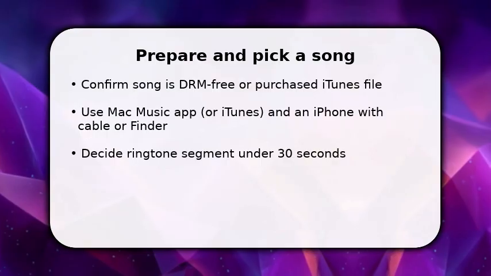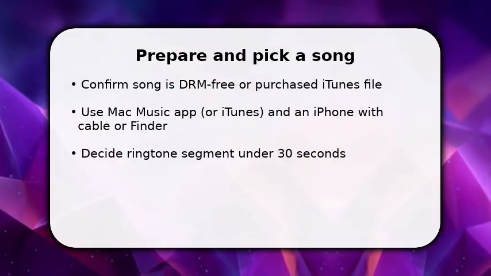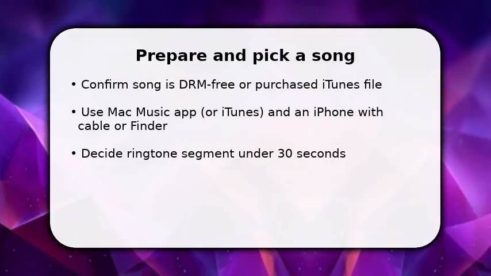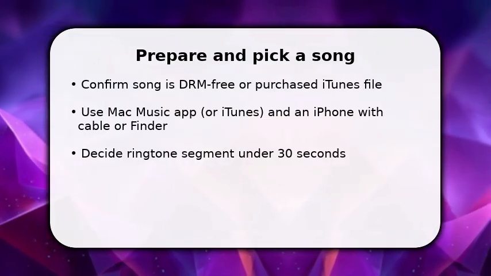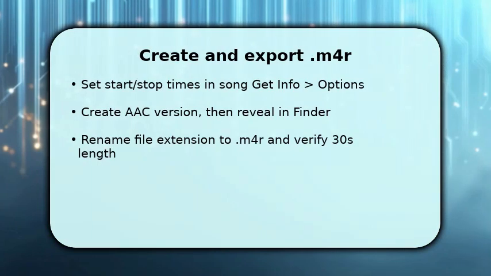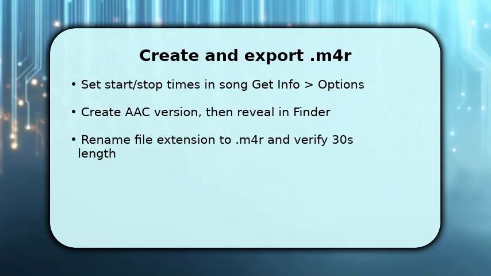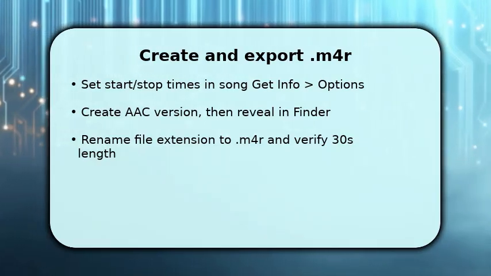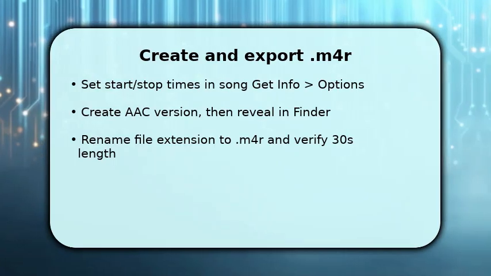Connect your iPhone to the Mac so syncing options are ready. Now set the song's start and stop times in the song info to isolate the ringtone portion before converting. Once you've trimmed the song to the exact segment, choose File, Convert, Create AAC Version. This makes a new short file. Make sure the new file plays the intended clip.